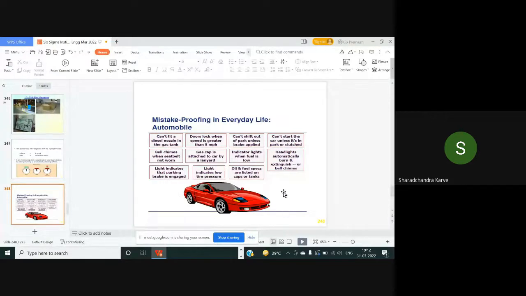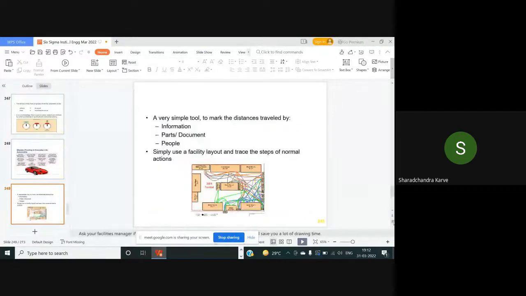Now the cars are being designed so that if you don't put on your seat belt, the car won't start. That is also one of the Poka-yoke to ensure the safety of passengers or drivers. Okay, so this is what Poka-yoke is.